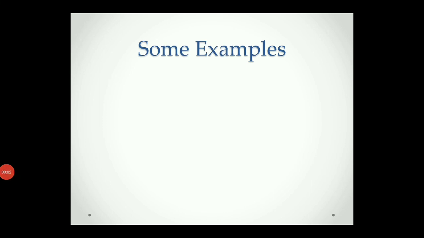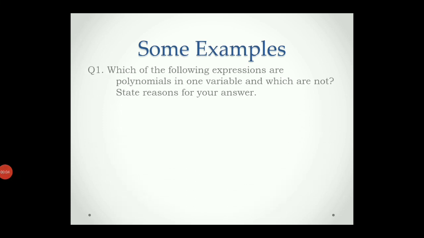Let's see some examples. Which of the following expressions are polynomials in one variable and which are not? State reason for your answers. That is, for any given expression, we have to state whether it is a polynomial in one variable or not, and we have to give reason for it. First is 4x square minus 3x plus 7. Here you can clearly see that the only variable involved is x. So it is a one variable polynomial.